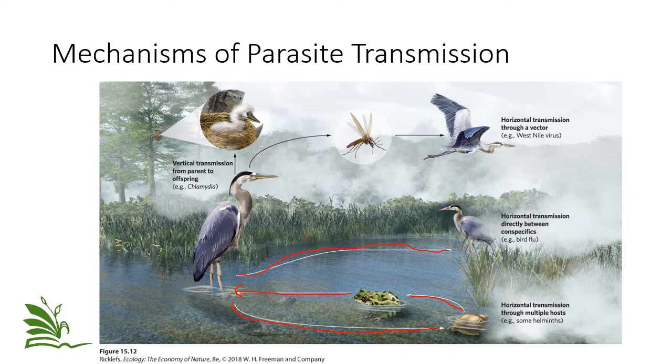And then sometimes horizontal transmission can occur, I forgot to do this one, when it is passed between individuals of the same species or different species through a vector. And a vector is any organism that a parasite uses to disperse itself from one host to another.